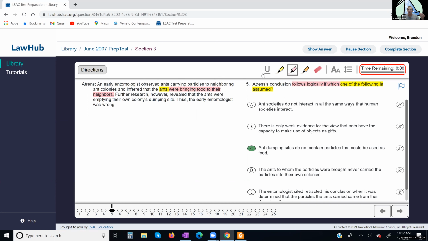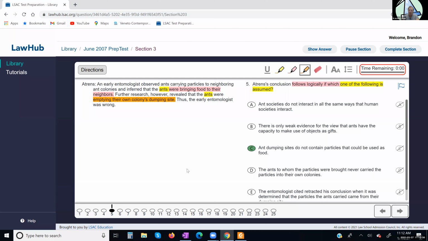What is the proof? Now we need to make sure that we have evidence about the ants. We do have evidence about the ants. Okay, but what are we finding out? Do we know about them not bringing food? And the answer is no. There's a language jump here, as we see with so many sufficient assumptions. What they were doing is emptying their own colony's dumping site. So if you are emptying your own dumping site, then you're not bringing food to neighbors. That's the jump. If that orange, then the pink or not pink from the conclusion.